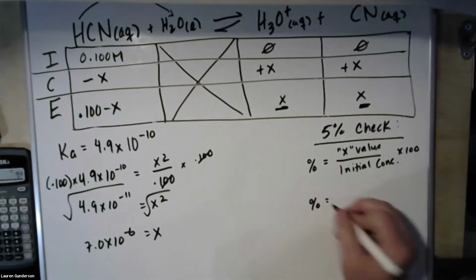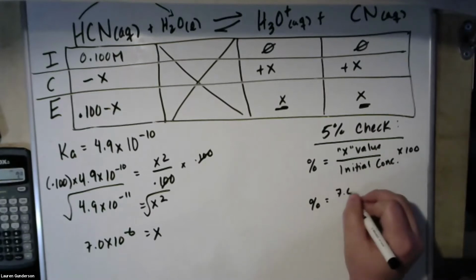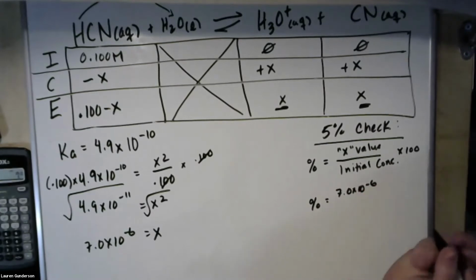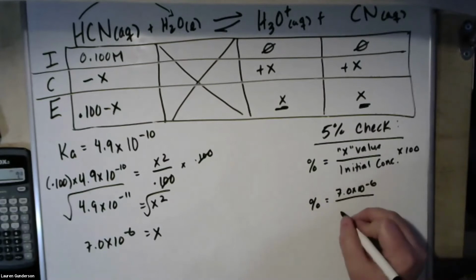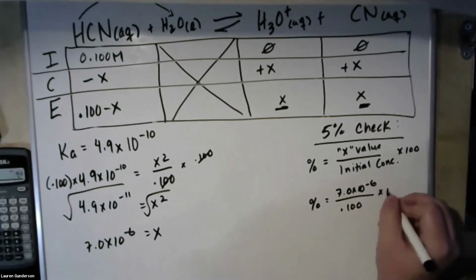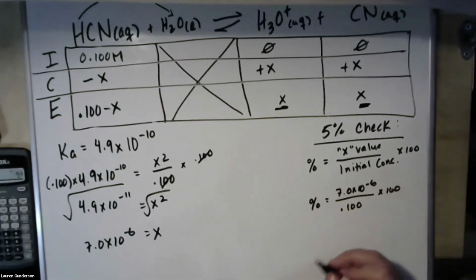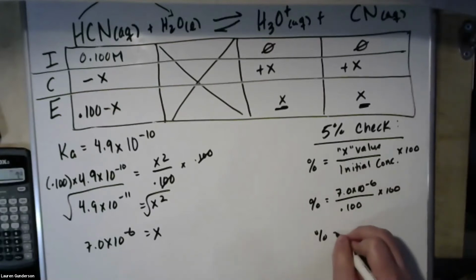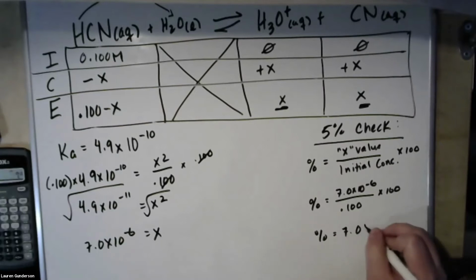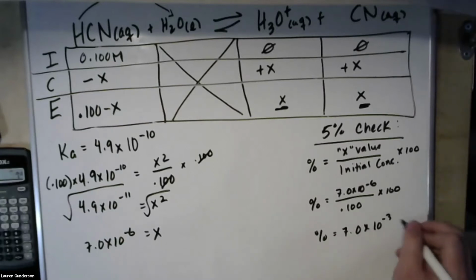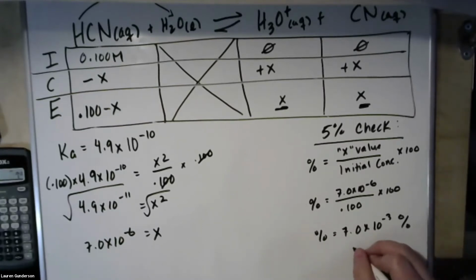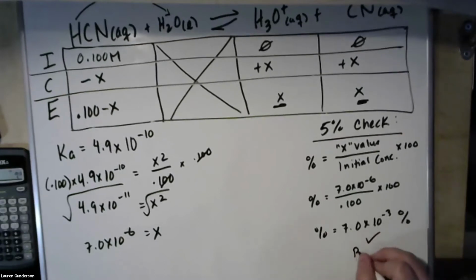Okay. So here we have our x value of 7 times 10 to the negative 6. We're going to divide it by 0.100. Okay, and we're going to get a very small number still. So that's great. We get 7 times 10 to the negative 3%. That checks out because it's below 5%.